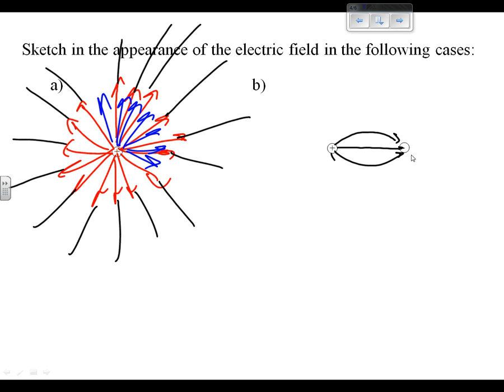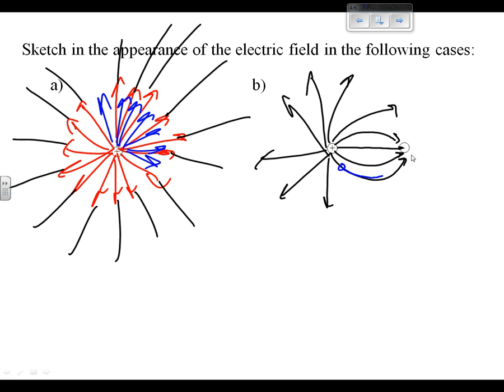Why would they be curved? Well, because if I put a positive test charge right there, it would get repelled, but it would also be attracted, right? The electric field exists everywhere. So there would be electric field over here, which I would expect, and you should also have lines in here as well, right?